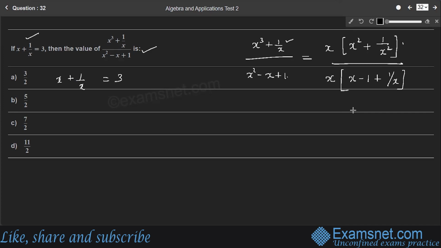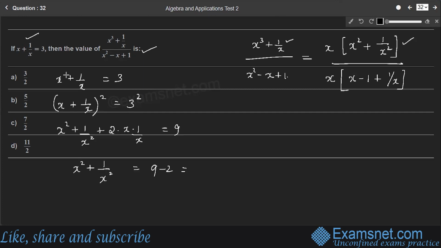In the numerator, we have x square plus 1 by x square. So here we need to raise the power of x from 1 to 2. For that, let us square both LHS and RHS. X plus 1 by x the whole square is 3 square. LHS is in the form of a plus b whole square: a square plus b square, which is 1 by x square, plus 2ab, 2 times x into 1 by x, is equal to 9. Therefore, x square plus 1 by x square is equal to 9 minus 2, which is 7.